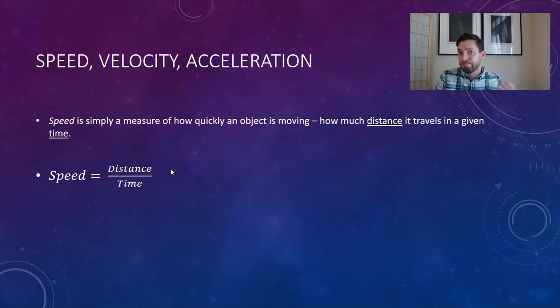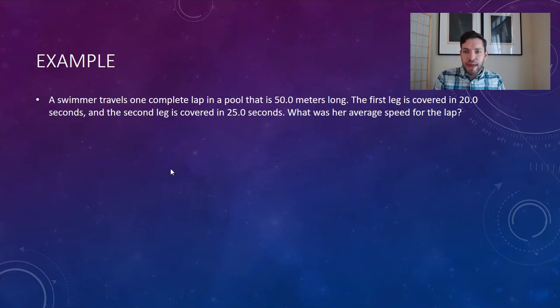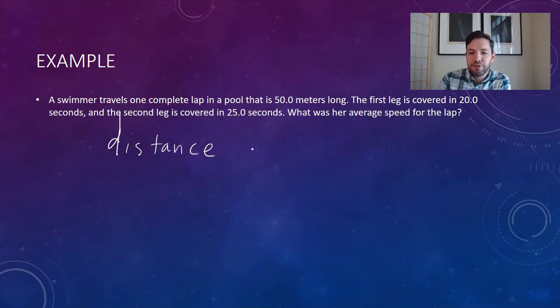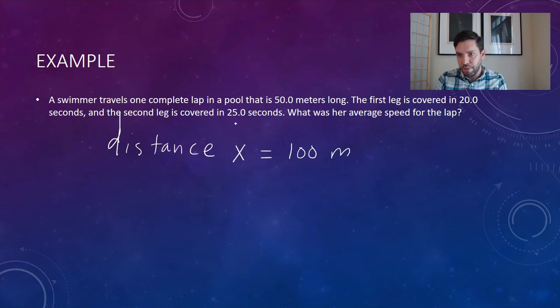Speed is simply how fast you're going. This is the distance that you travel divided by the amount of time it takes you to get there. And that's it. So as a very quick example, a swimmer is swimming a lap in a pool that is 50 meters long. The distance she travels is not actually 50 meters. Because she's swimming an entire lap, the distance she's traveling, and for distance we usually use the variable x, is 100 meters. She's going all the way down and all the way back.